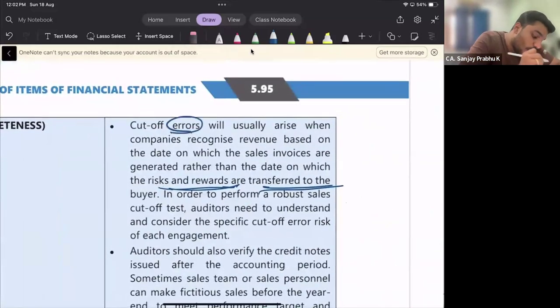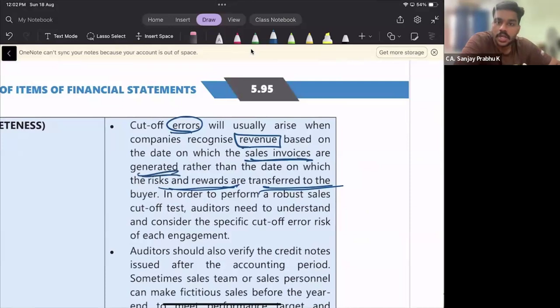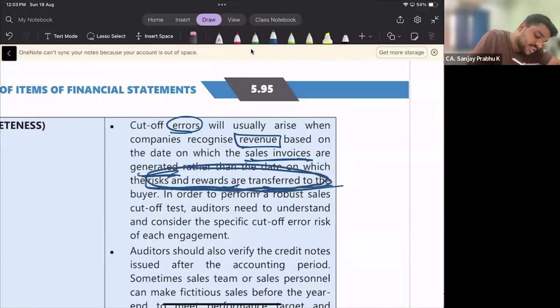Cut-off errors will usually arise when the company recognizes the revenue based on the date on which the sales invoice is generated. എപ്പോഴാണ് നമ്മൾ റവന്യൂ റെക്കഗ്നൈസ് ചെയ്യേണ്ടത്? ഇൻവോയ്സ് ജനറേറ്റ് ചെയ്യുമ്പോഴാണോ? അല്ല. പിന്നെ എപ്പോഴാണ്? റിസ്ക് ആൻഡ് റിവാർഡ് എപ്പോഴാണോ ട്രാൻസ്ഫർ ആവുന്നത് അപ്പോഴാണ് നമ്മൾ എന്ത് ചെയ്യേണ്ടത്? റവന്യൂ റെക്കോർഡ് ചെയ്യേണ്ടത്. ശരിയല്ലേ? യെസ്.